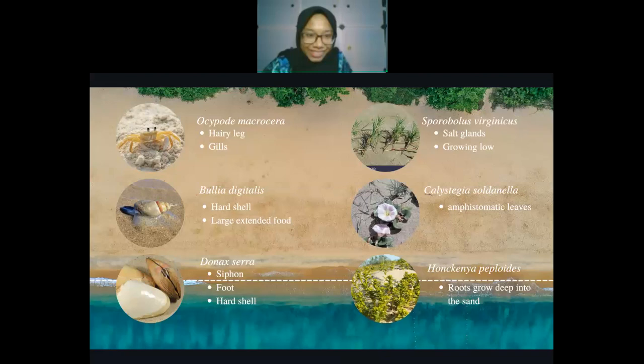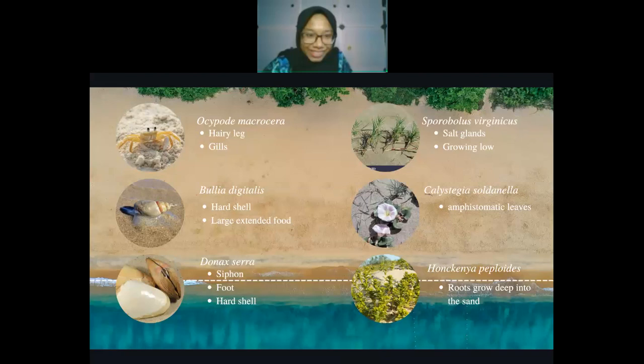Next is the plant species. The listed plant species are not actually marine species, but those species grow on the sandy shore and can withstand the conditions there. First is the Sporobolus virginicus. They have a salt gland on their leaf like mangrove plants, where they can excrete the excess salt taken in by them.